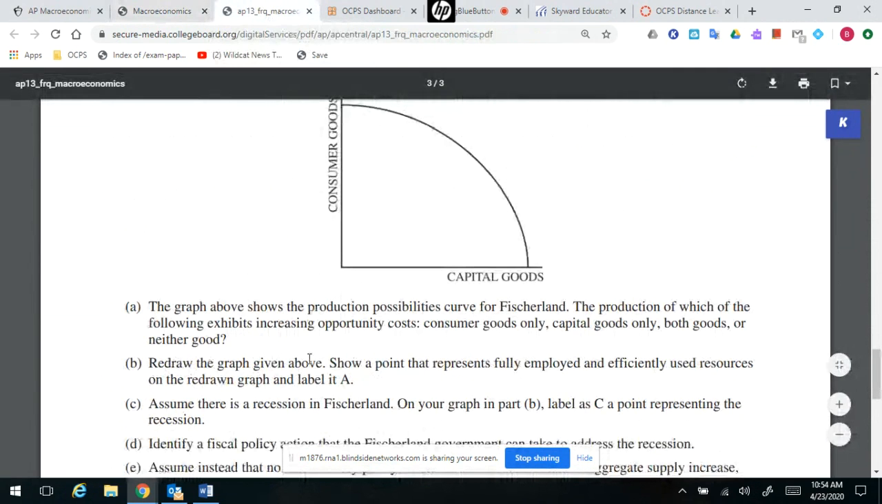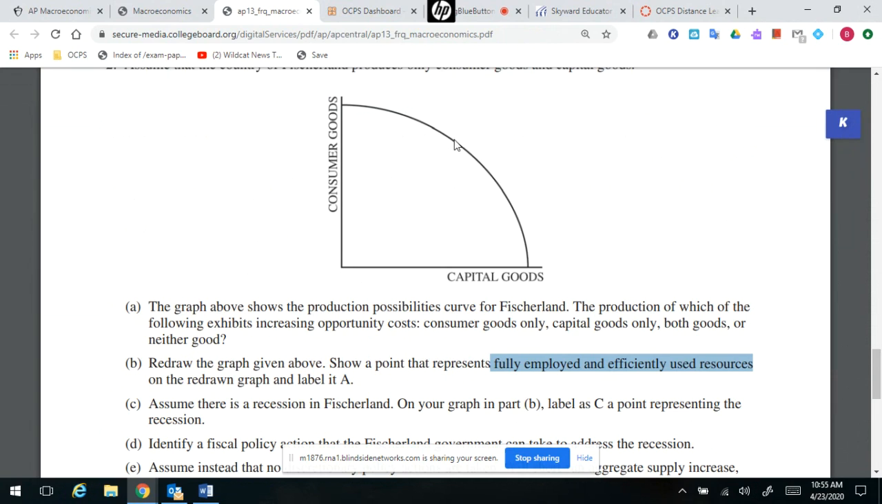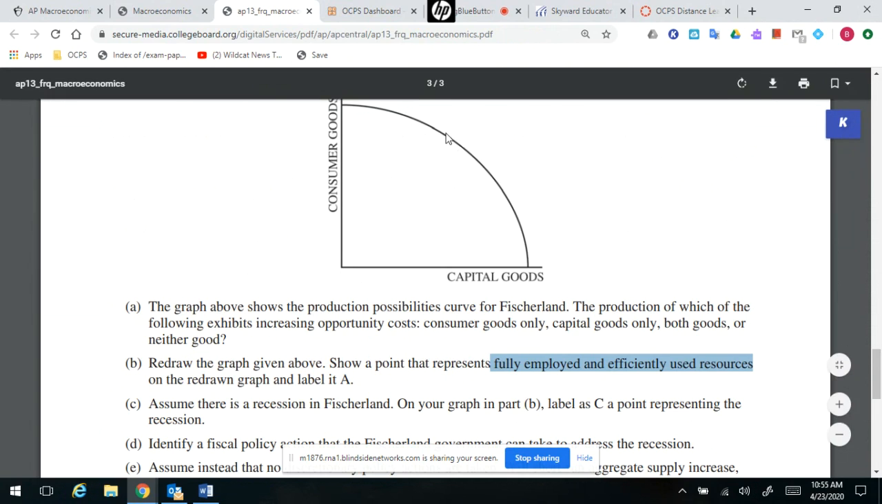Redraw the graph given above. Show a point that represents fully employed and efficiently used resources. Okay, so if you're fully employed, you're making as much as you possibly can. Efficient use is going to be somewhere on that curve. Efficient use of resources, you kind of have a little bit of a mixture of those two there. So it's going to be somewhere in that zone along here. But anywhere on that curve means that we're at our full production.